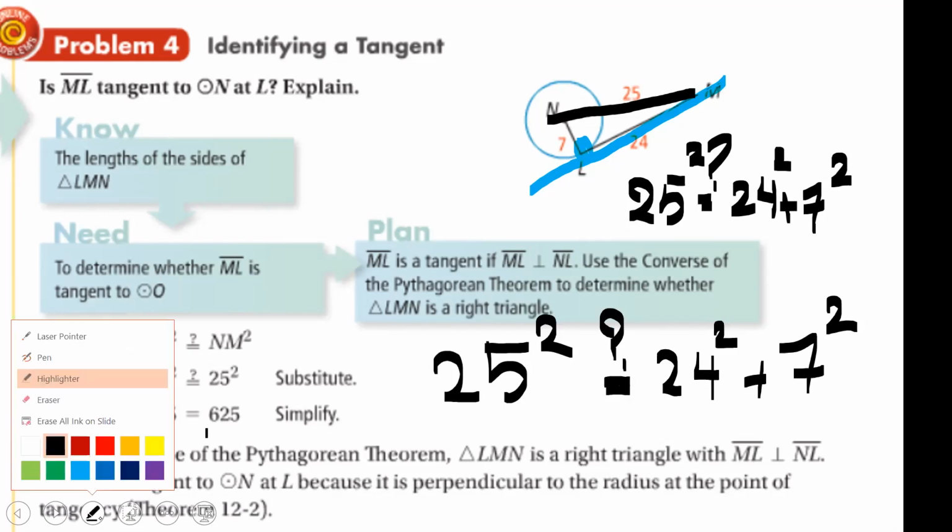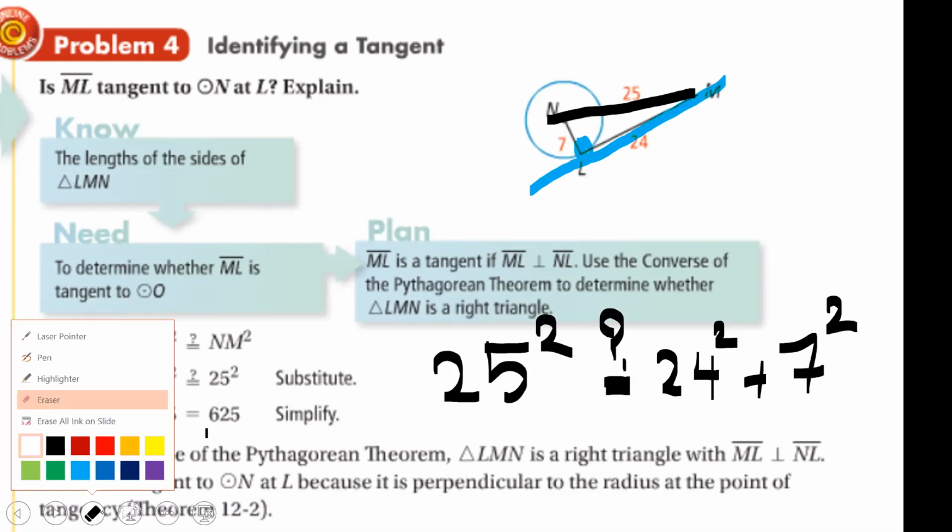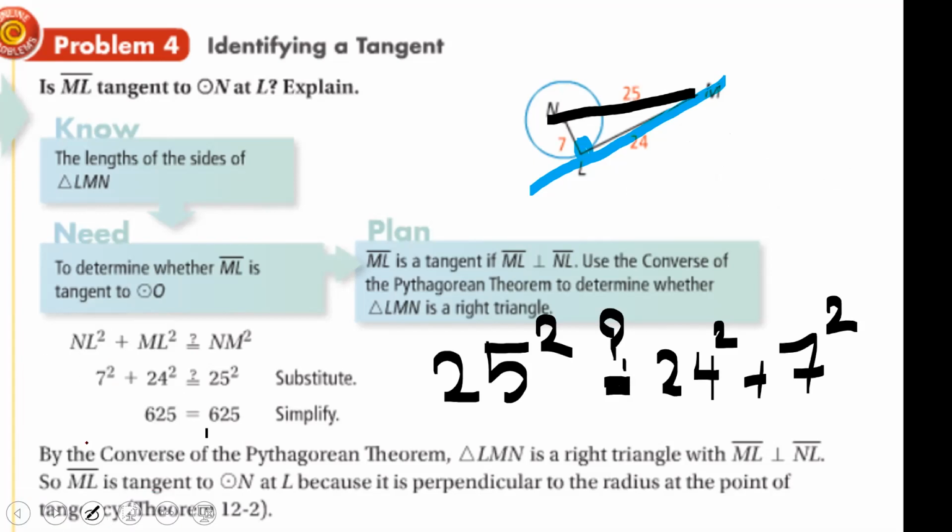I want to see. Now, 24 squared, if you find it, is 576, plus 49. If you add them, what do you get? 625. Is the square root of 625 equal to 25? Yes.